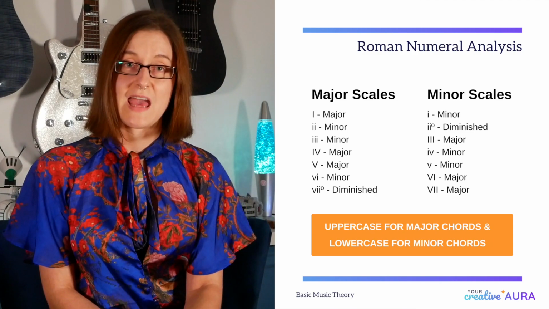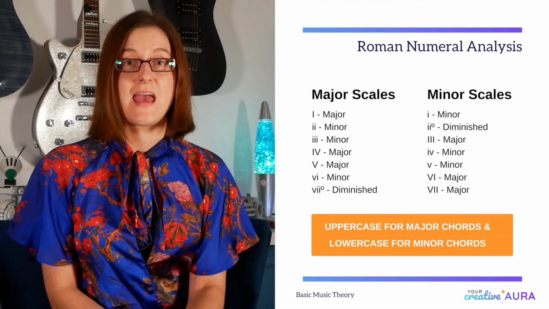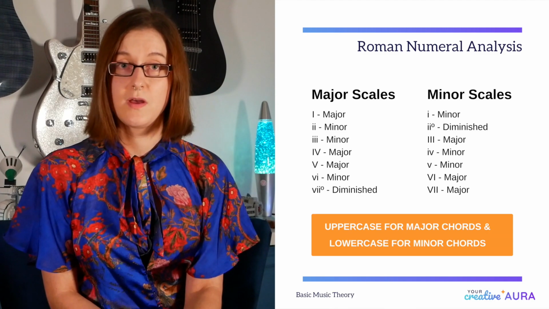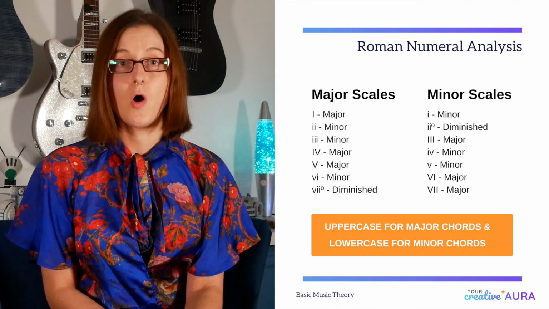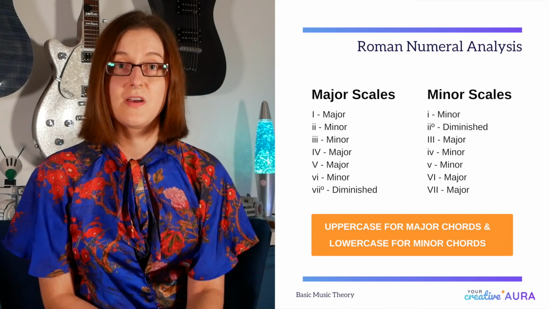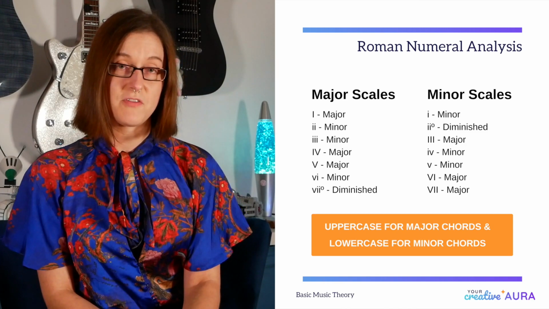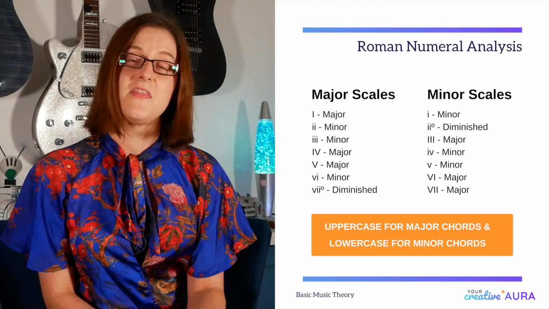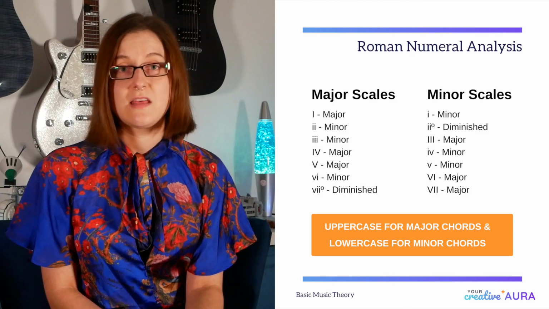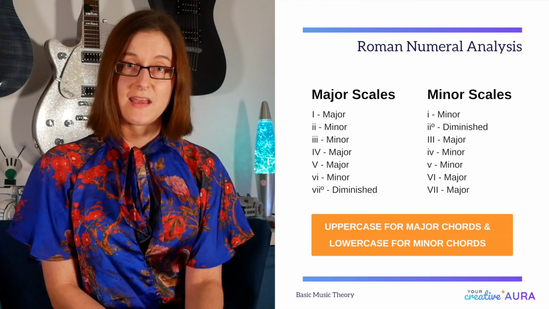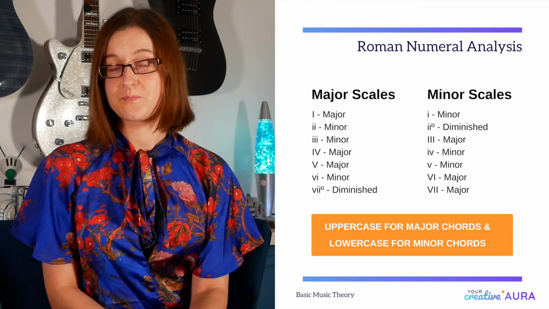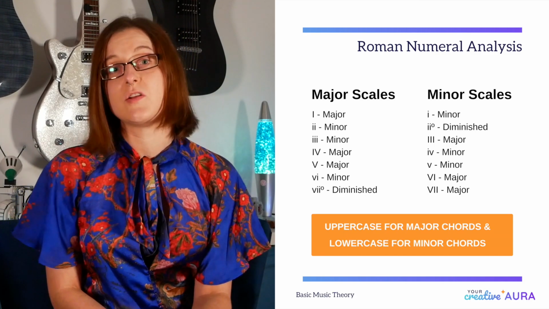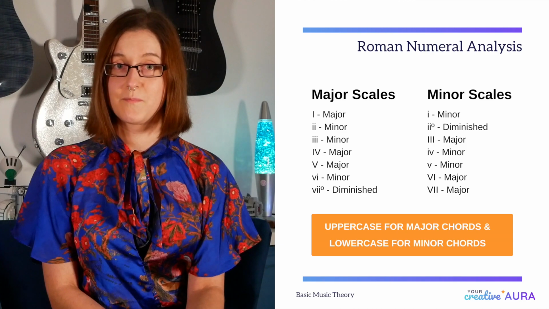So the major scale Roman numerals is an uppercase 1, lowercase 2, lowercase 3, uppercase 4 and 5, and a lowercase 6 and 7, with the 7 having the diminished symbol. And the minor scale Roman numerals is a lowercase 1, a lowercase 2 with a diminished symbol, uppercase 3, lowercase 4 and 5, and an uppercase 6 and 7.